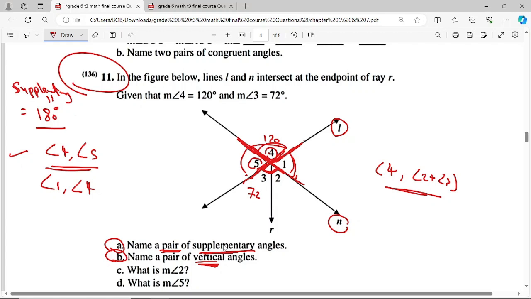Okay. What else do I have? I have angle 1 and angle 5. If these are the two rays of angle 1, I will extend one ray to the opposite side, and the other ray to the other opposite side, so I have these two angles together. So I have angle 1 and angle 5. Okay? Now, number C. What is the measurement of angle 2? Angle 2. So let's just remove this one.